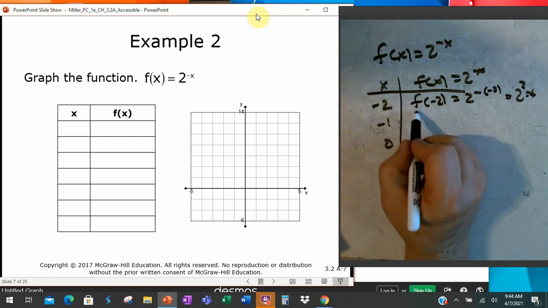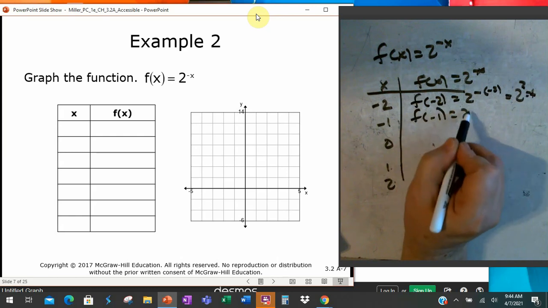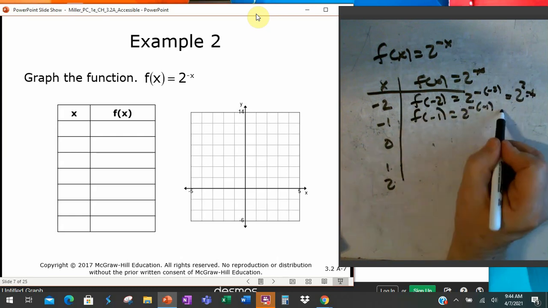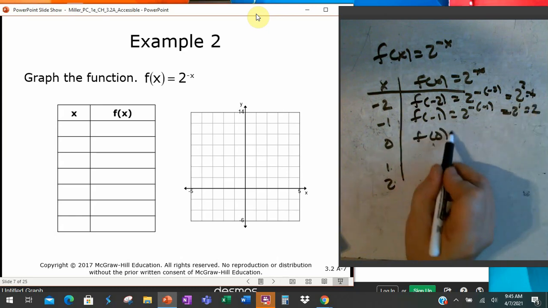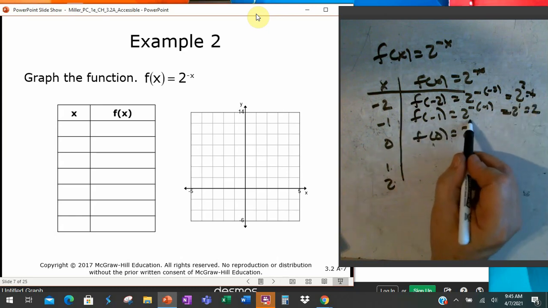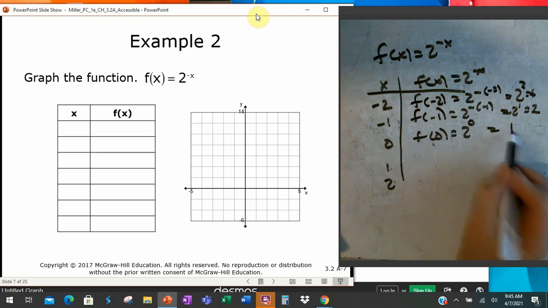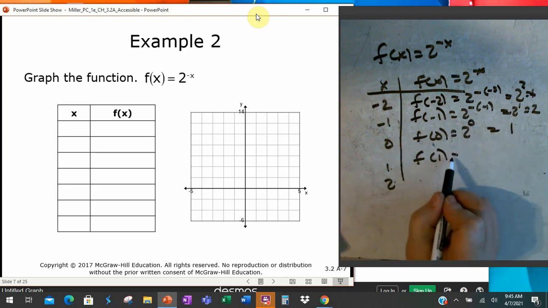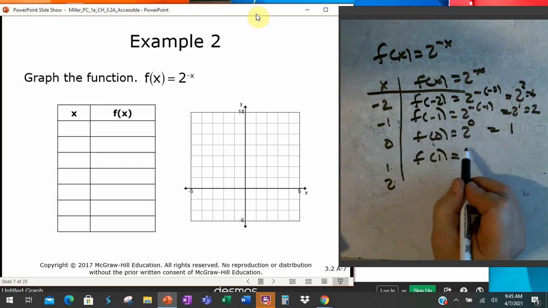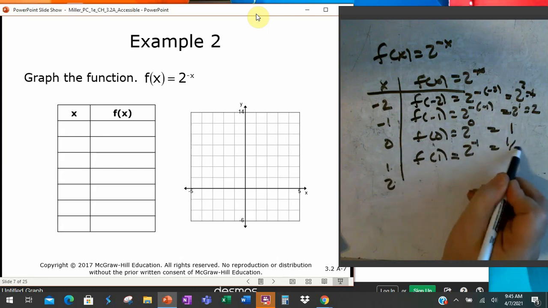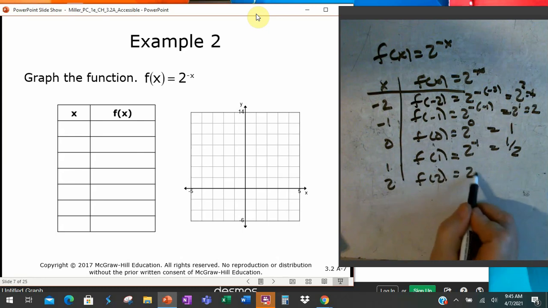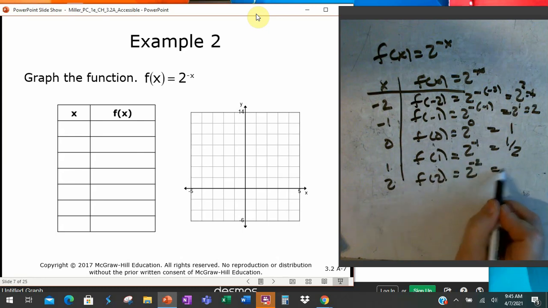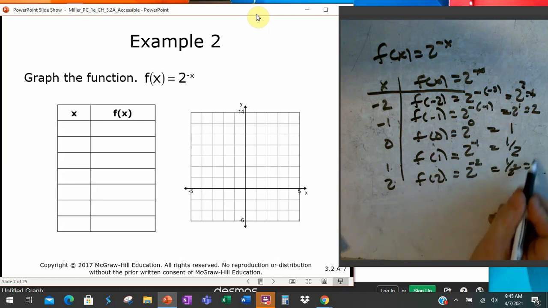Okay? And then f of -1, 2 to the -1, that's 2. f of 0 is just 2 to the 0, that's 1. And now this is where we get into the fractional. 2 to the -1, which is 1/2, 1 over 2 to the 1, and then f of 2. That's what that looks like.